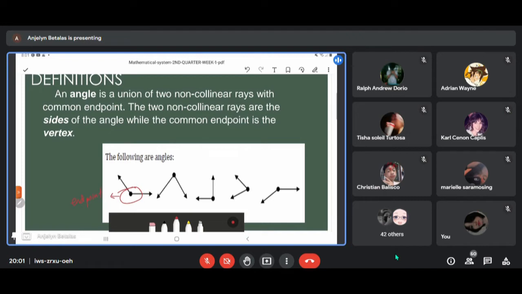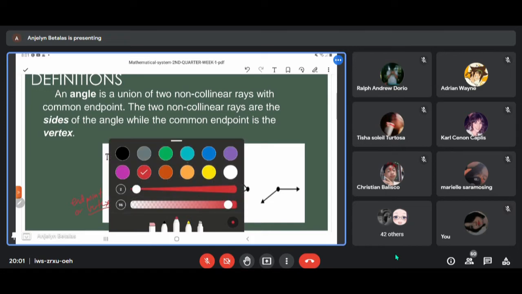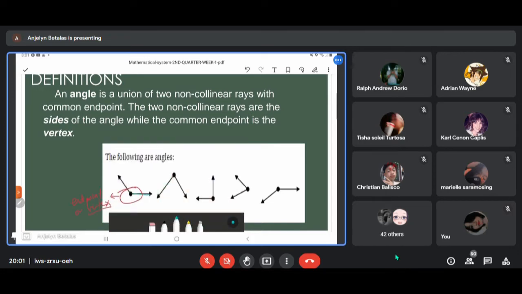Or it is called vertex. The vertex is the common endpoint of the two rays. The two rays are the sides of the angle. Again, they are called sides. So their common endpoint is called the vertex.